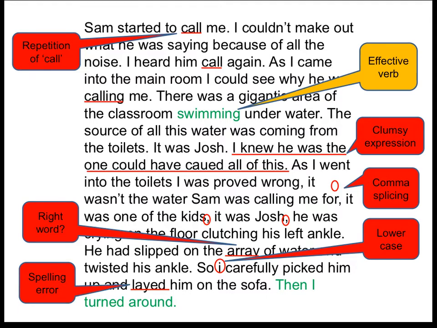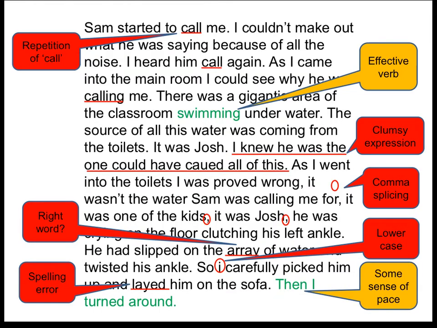Again, we're seeing spelling errors in this particular section with the laid him on the sofa, which is incorrect. However, as the sentence continues, then I turned around, we have this sense of pace. So those are quite nice phrases that you can use in your own writing.